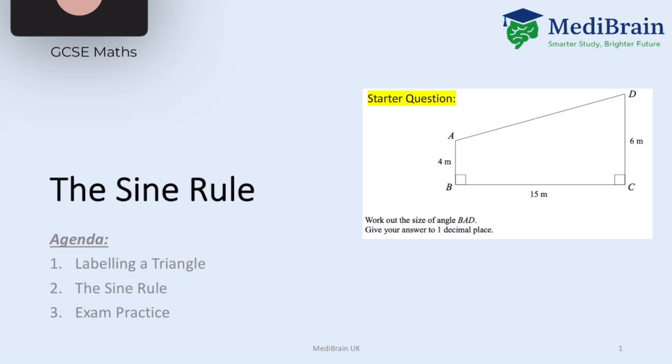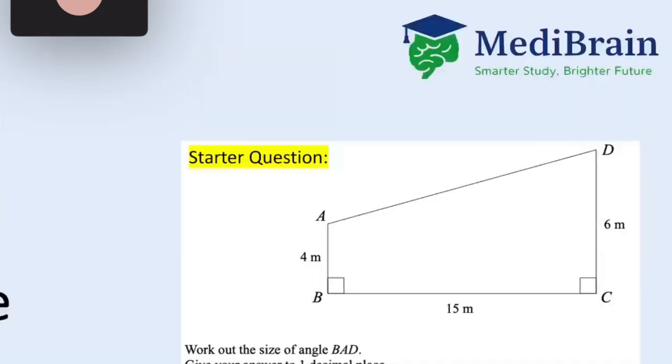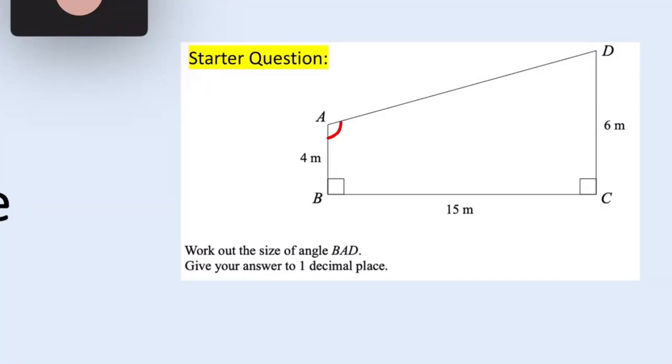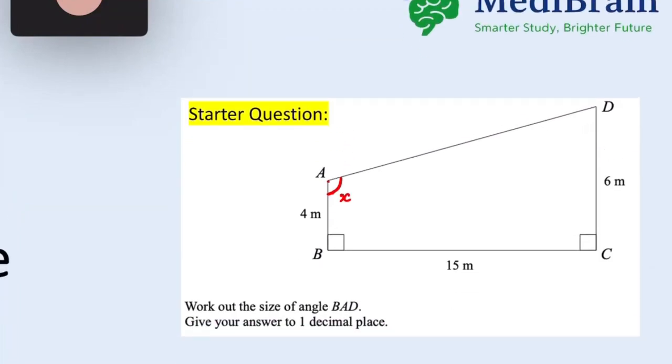For those of you who joined us early, the starter question, which was on the screen, was our last question that we did in our last lesson. It says work out the size of angle BAD. I've got a model answer for those of you who want to check your answer. Essentially, in order to answer this question, all you had to do is split up this triangle. We needed BAD, which was this angle over here.